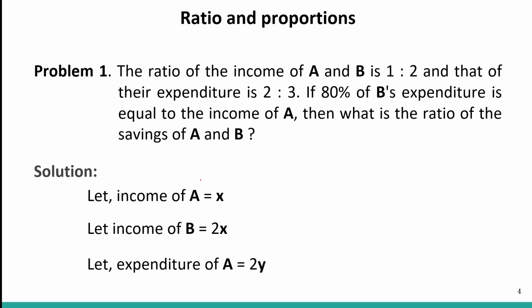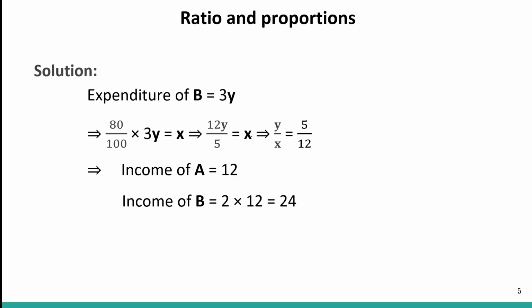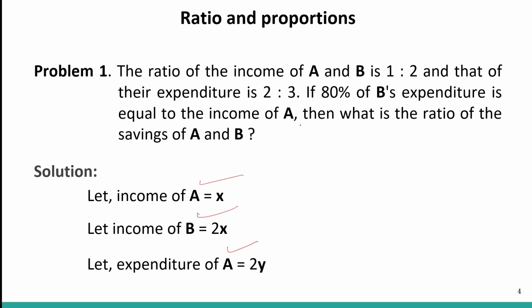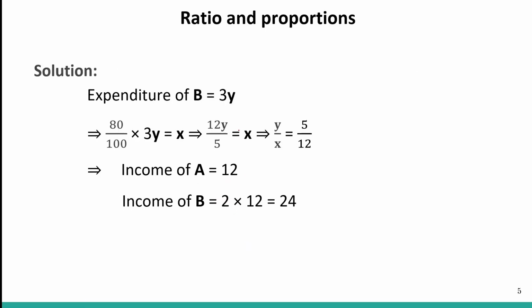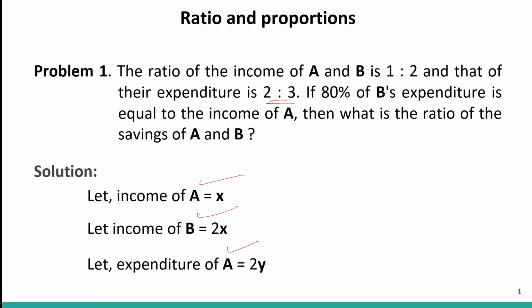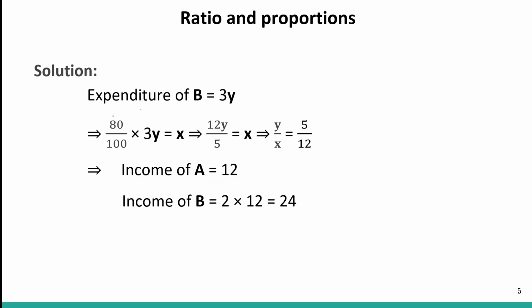So let the income of A be X. So income of B is 2X, because the ratio of income is 1:2 for A and B respectively. Let the expenditure of A be 2Y, so expenditure of B is 3Y by this ratio. We are given that 80% of B's expenditure is equal to income of A. So 80% of B's expenditure is 80 by 100 into 3Y, which is equal to X, that is income of A.